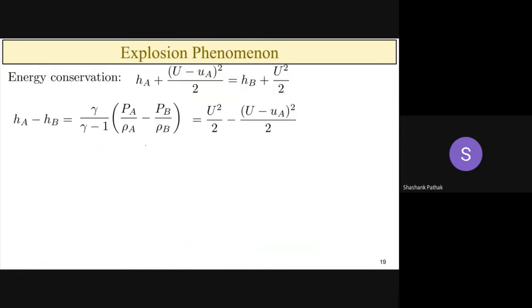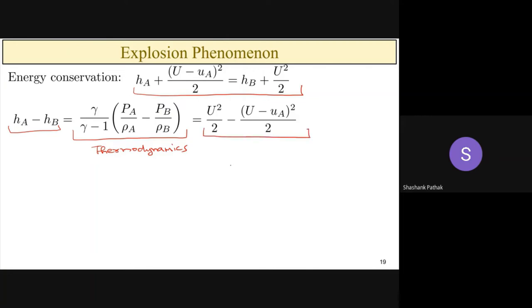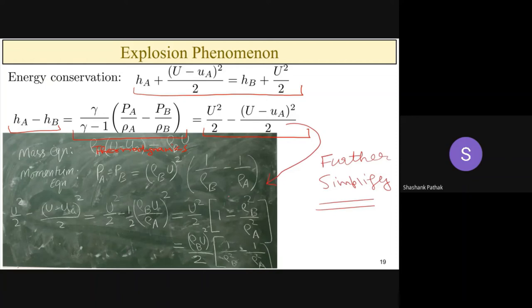Now, if you remember, I was showing that this was the equation of energy conservation, and we have the term for HA minus HB, which we derived like this using the thermodynamics in the previous slide, that can be equated to this, right? Now we further simplify this one and we can write like this. So let me remove this.